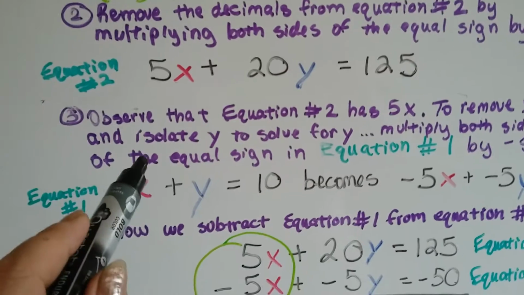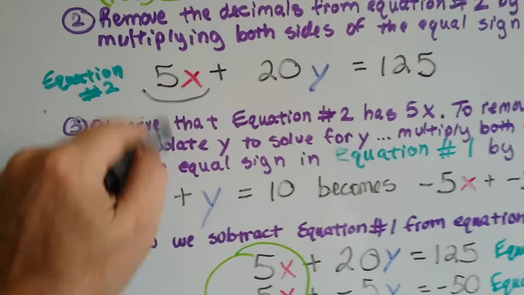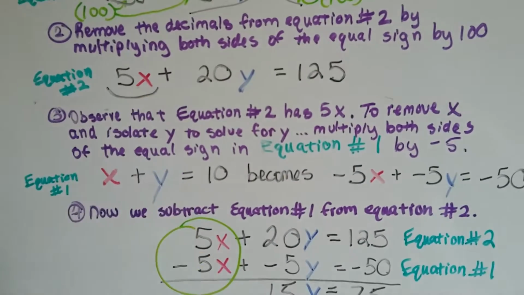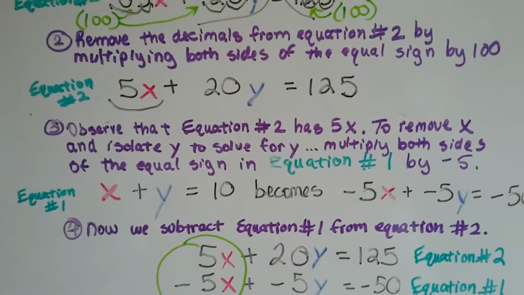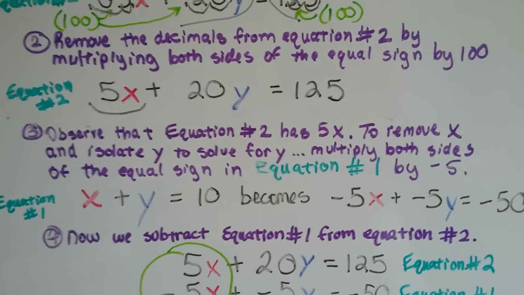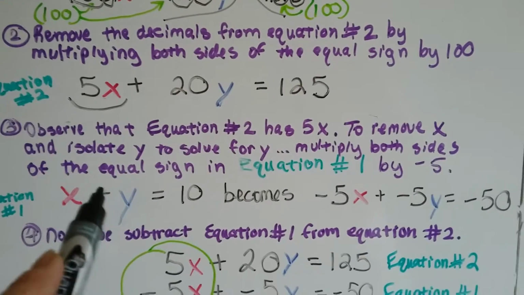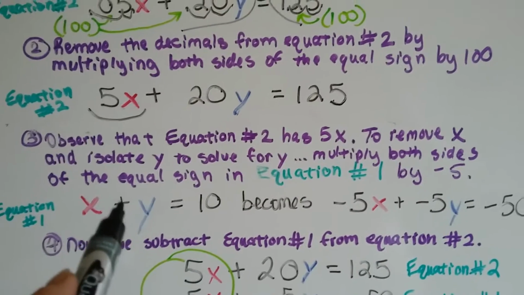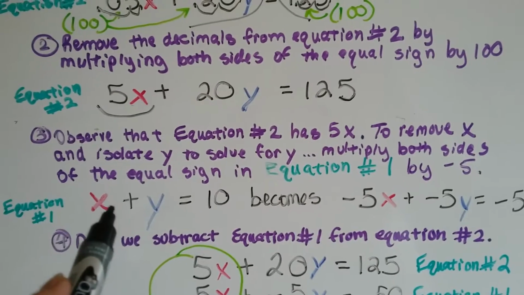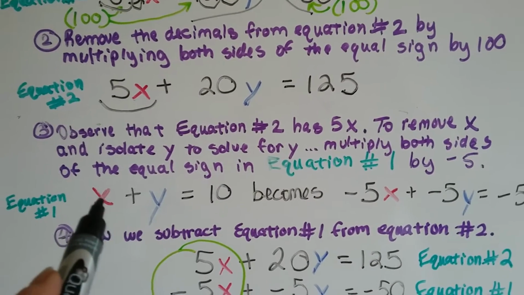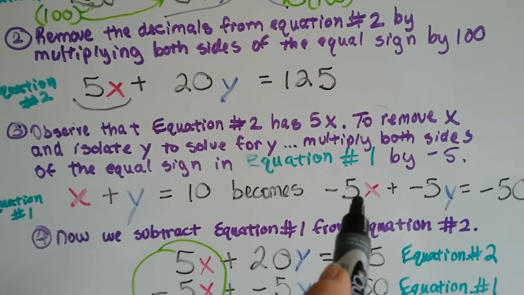Now, we observe that in equation 2, it starts with a 5x. And to remove x and isolate y to solve for y, we're going to multiply both sides of the equal sign in equation 1 by negative 5. So this is planning ahead. If we multiply this by a negative 5, this x is going to become negative 5x.